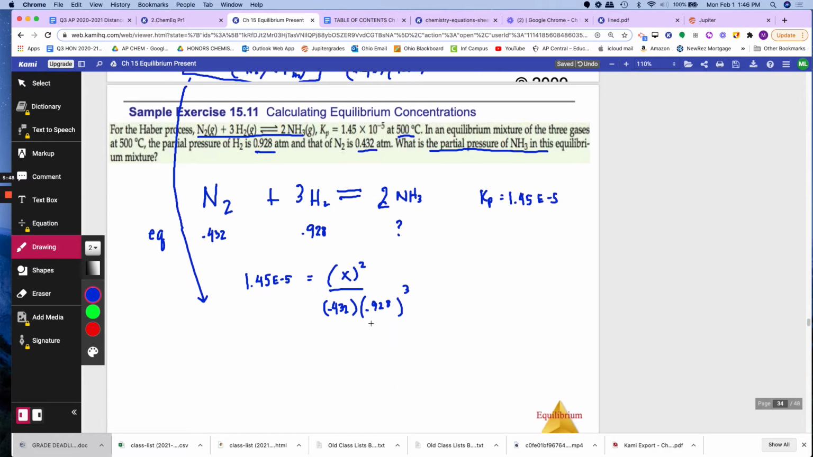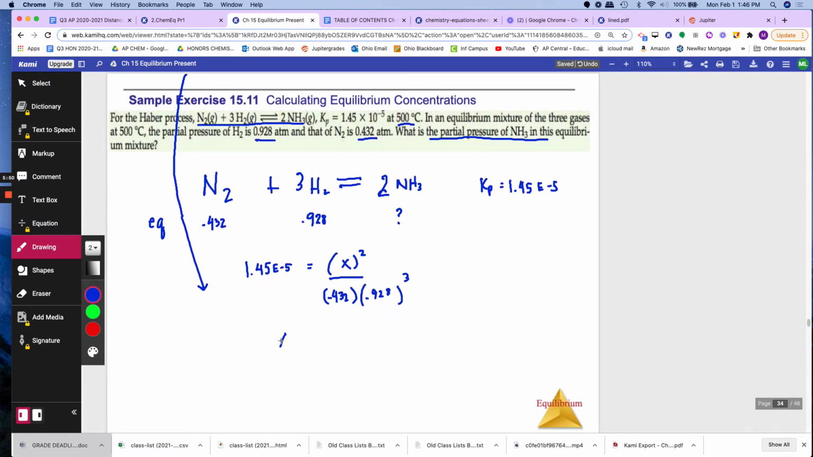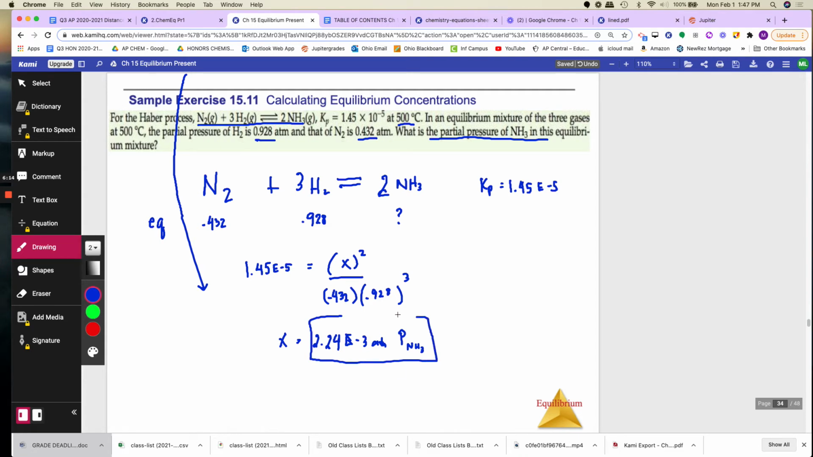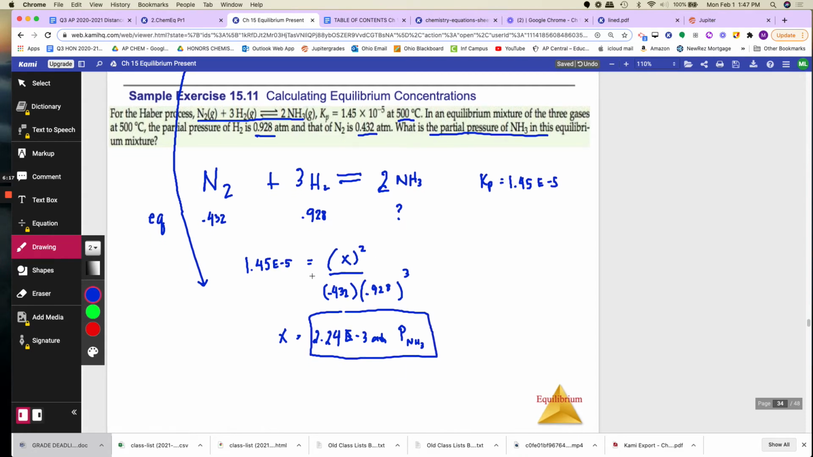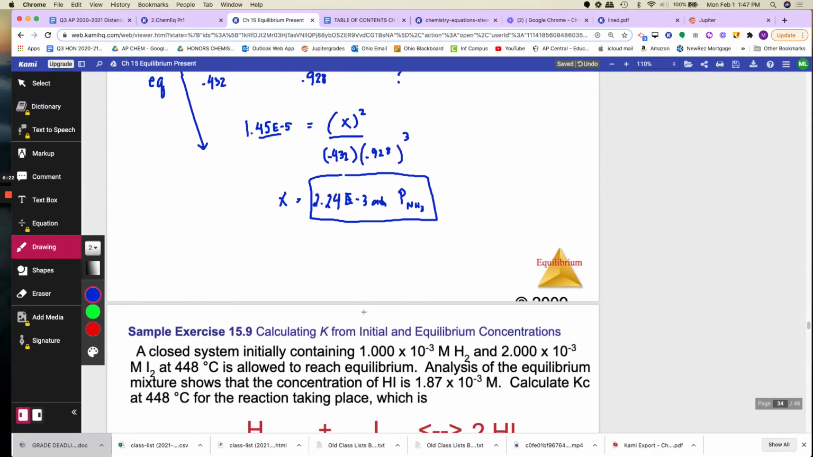Okay, if you're solving for x, go ahead and pause the video and solve for x. So I got 2.24 E negative 3 atm. Okay, again, x is the partial pressure of ammonia at equilibrium when the reaction is all done. So that's another way of using the equilibrium constant and the equilibrium expression to find unknowns in a reaction.